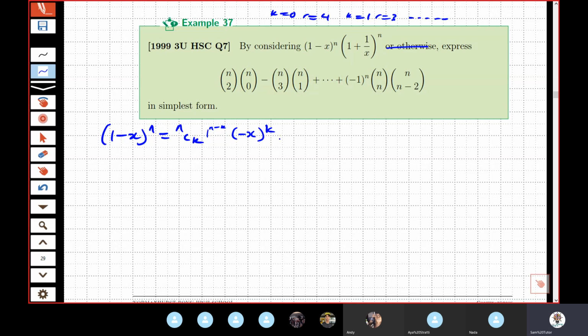Any questions? At this stage, I pause, I just fix up the negative. We're not meant to have negatives like that. Negative 1 to the k, x to the k. Any questions here? No? Then we do the same thing with the other one.